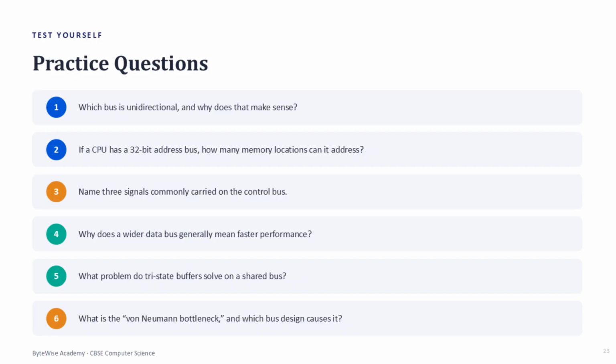Now test yourself. There are some practice questions and the answers given here.